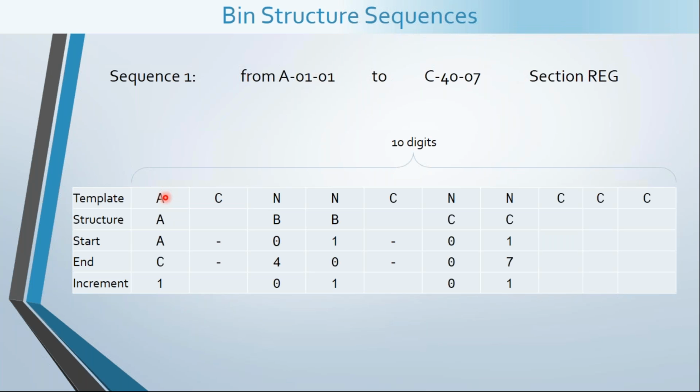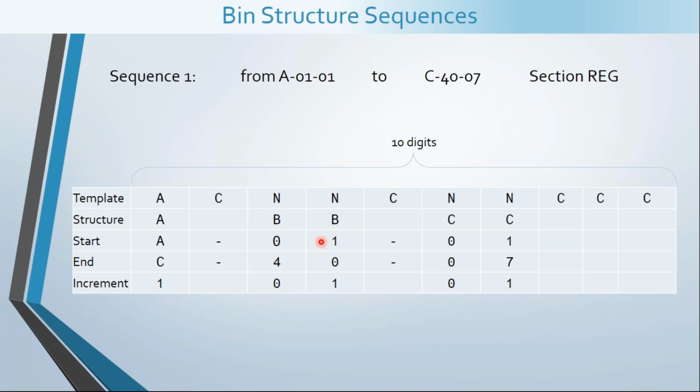So if you have any alphabet in the bin structure, then we have to enter A in that position. C is for any constant or common character. In our case, because we have a hyphen, which does not change, it's kind of a constant, so we have to give C. N represents a numeric value. So if we have any numeric value in the naming convention of our bins, then we have to enter N at those positions.